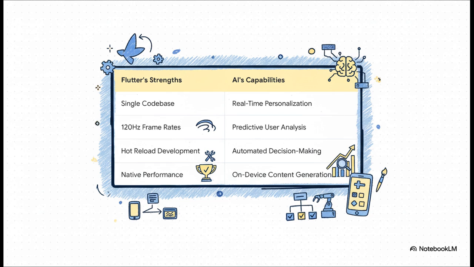Now you pair that with what AI brings to the party. Real-time personalization that makes every user feel special, predictive analysis that knows what they want before they do, and even generating content right there on the device. It's like giving your app a brain. It's not just fast anymore, it's smart.